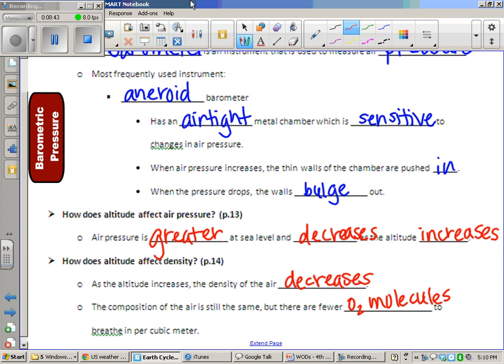Okay, so this concludes our notes about air pressure. If you need to rewind any of this, feel free to do so. The next part is going to be talking about the atmosphere and its layers and how those are organized.